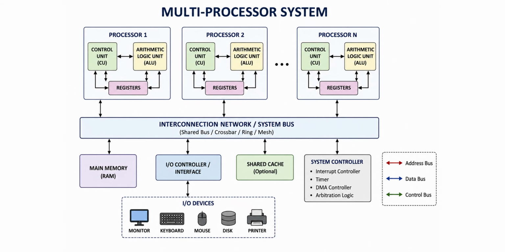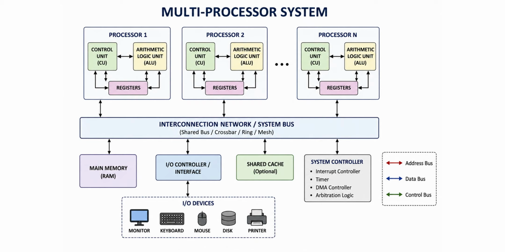Now here's a multiprocessor version of that same architecture. Instead of a single processor, we now have processor 1, processor 2, all the way up to processor n, each with its own control unit, arithmetic logic unit, and registers. All of these processors are connected through an interconnection network or a system bus. This could be a shared bus, a crossbar, a ring, or a mesh topology depending on the system design.